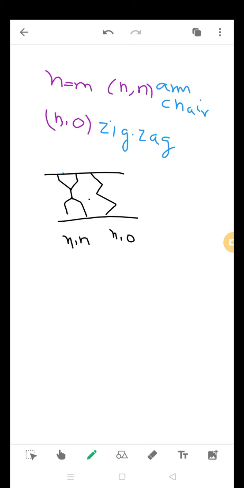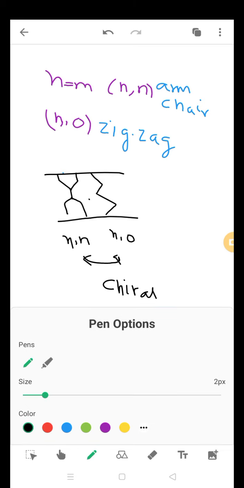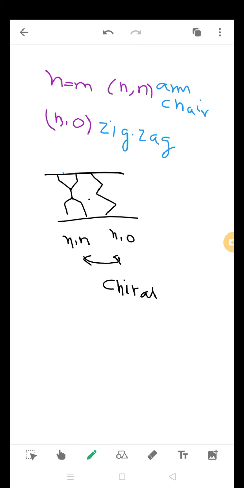Anything in between N and M, we just call it a chiral wrapping, where there is no particular relationship between N and M. Anything in between these two. So basically we have an armchair, we have a zigzag, and we have one in between these two that is called a chiral carbon nanotube.